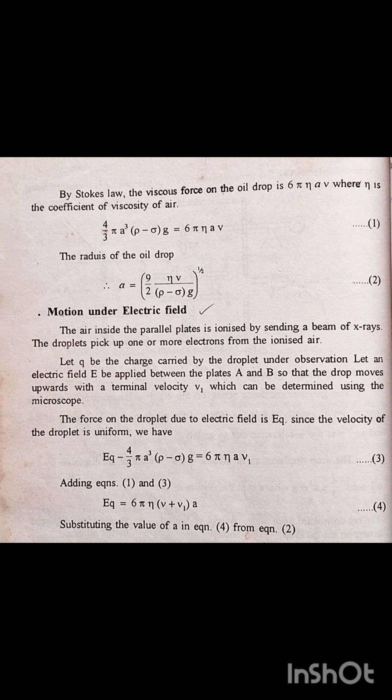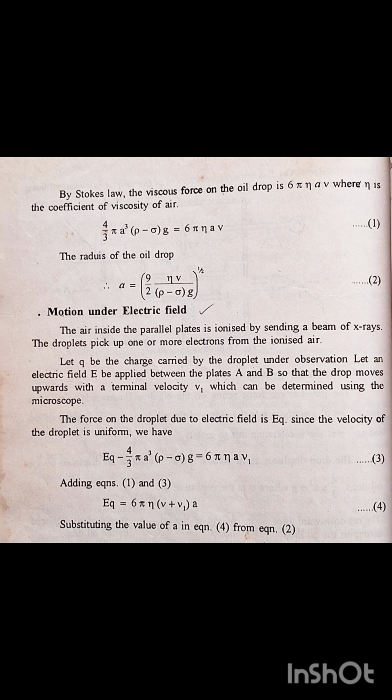The radius of the oil drop, a equal to the square root of 9 divided by 2 into eta v divided by (rho minus sigma) g, the whole power of 1/2. Equation 2. Motion under the electric field.